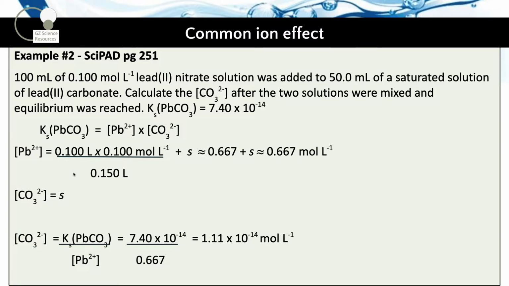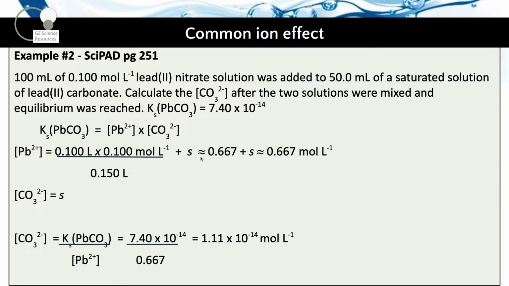Where did that number come from? 0.150, so that's 150 mils. Where did that come from, Oscar? It would be the 100 mils of the lead nitrate plus the 50 mils of the saturated lead carbonate solution. All right, because we're looking at the combined solution. What is the new concentration of lead? Cool. So we know the concentration of lead is equal to the combined volumes and the number of moles we got in the combined volume solution there. We figured that out. Plus S.